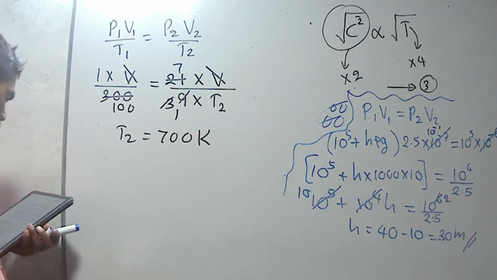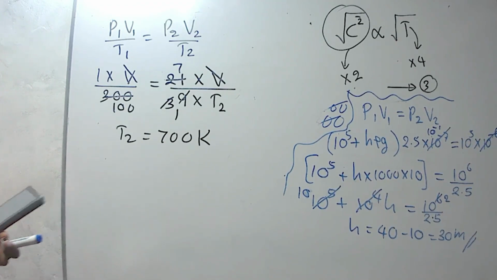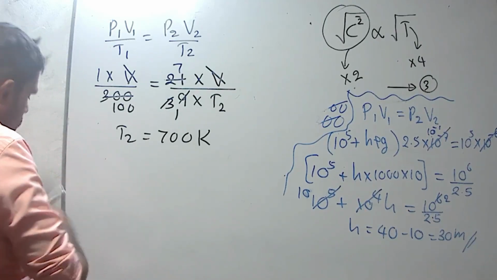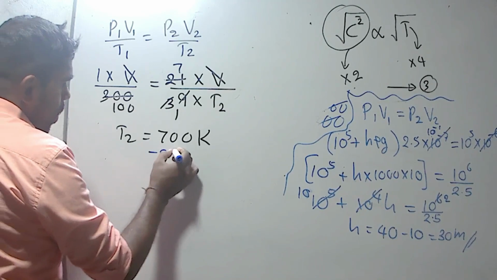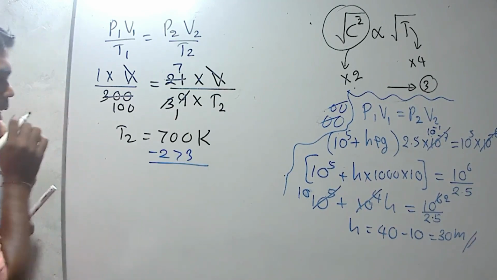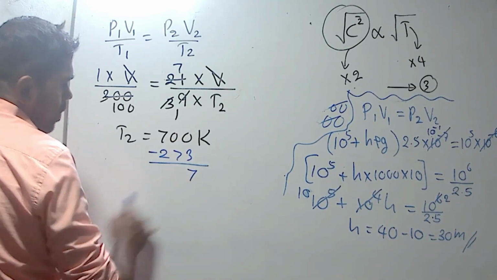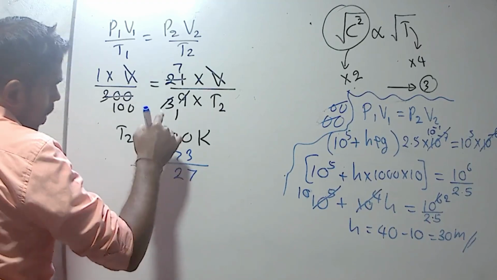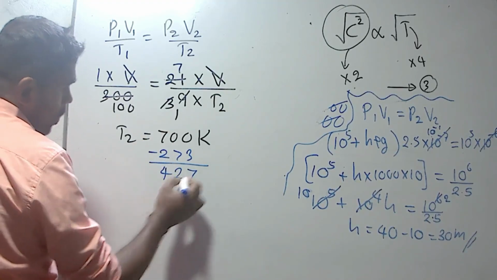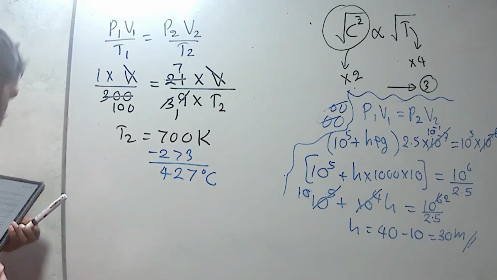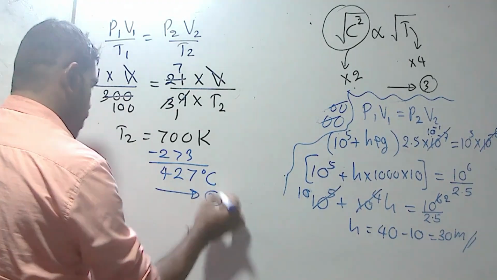We have to convert it to Celsius because all values in the answers are given in Celsius. Then we can subtract 273 to convert Kelvin to Celsius. 10 minus 3 is 7, 9 minus 7 is 2, 6 minus 4 is 2, 427 degrees. Then the answer is number 3.